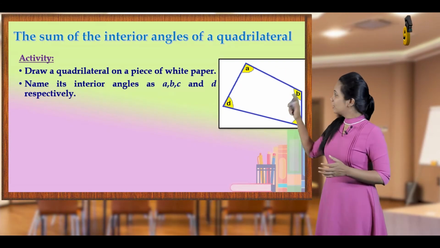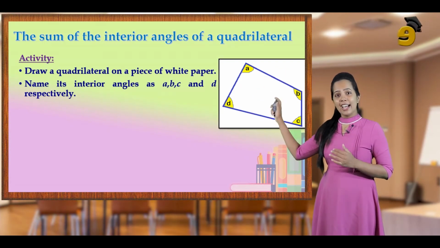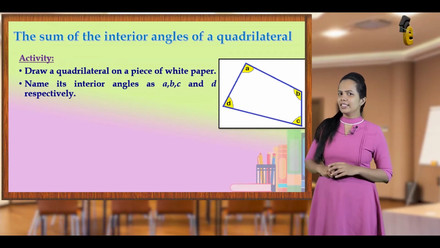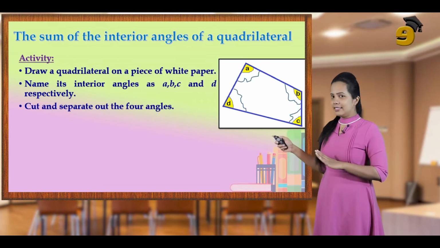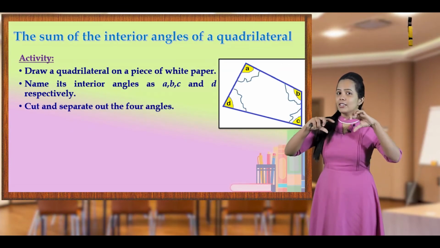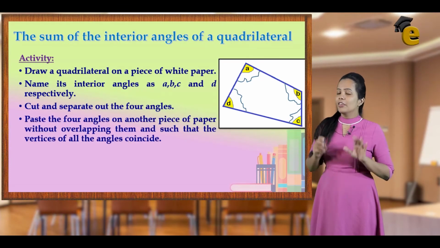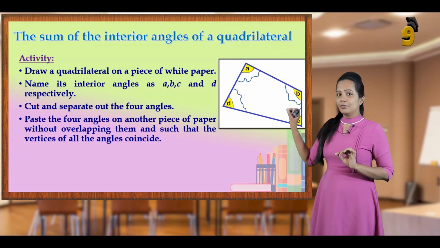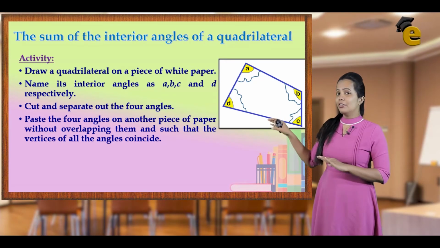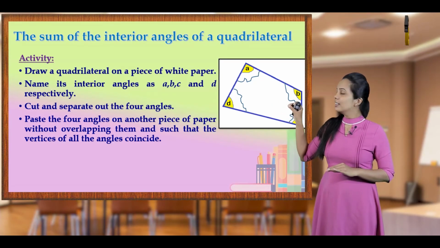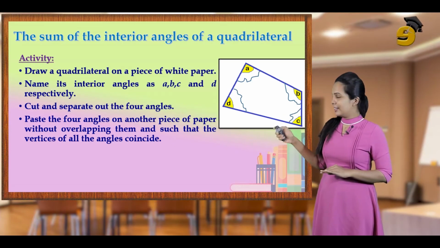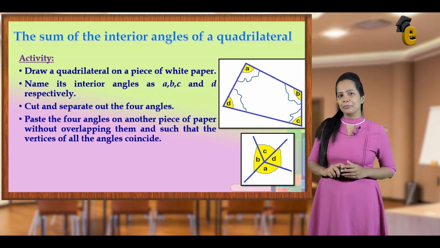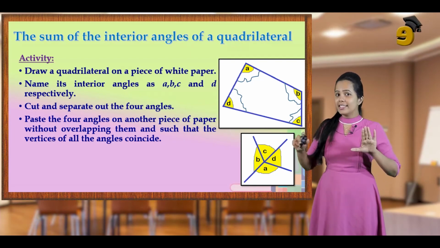Then you name the 4 interior angles of this quadrilateral as A, B, C, D. Then you cut the angles and paste those 4 angles together without any overlapping, and all those 4 vertices of the 4 angles should be coinciding. Therefore, you have to do it like this.